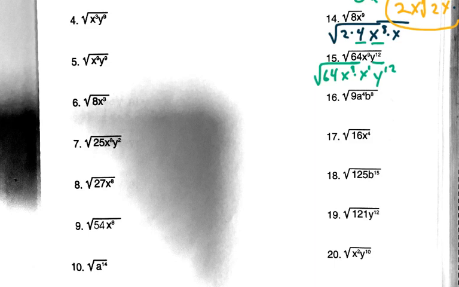So now I'm going to underline all the things that can escape. Well, 64 gets to go, x to the 8th gets to go, and y to the 12th. The only thing that's going to stay inside the symbol is that x to the 1st. So the square root of 64 is 8. X to the 8th gets to escape by dividing by 2. That's x to the 4th. And y to the 6th. And unfortunately, the x stays inside the symbol.